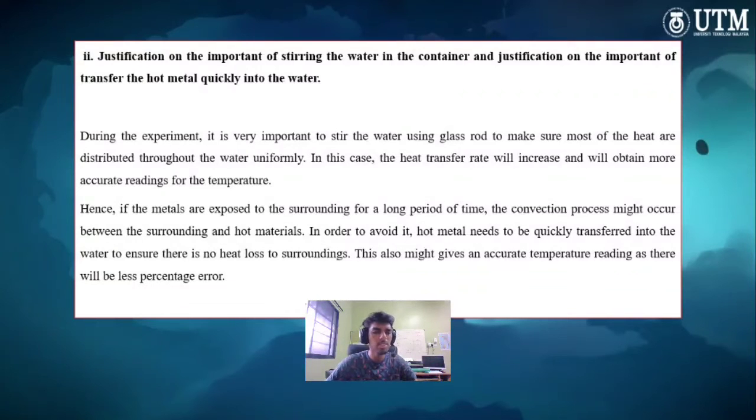Hence, for the importance of transferring the hot metal quickly into the water, if the metals are exposed to the surroundings for a long period of time, the convection process might occur between the surroundings and the hot metals, not the medium. So in order to avoid it, the hot metal needs to be quickly transferred into the water to ensure that there is no heat loss to the surroundings. This also might give an accurate temperature reading, as there will be less percentage error for the heat capacity.